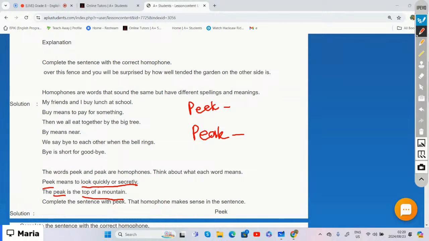All right. And if you look at both of those words, both the words peak, they are homophones. They sound the same, but the spelling and the meanings are different, because the one peak, P-E-E-K, is to look quickly or secretly, whereas the other peak is like the top of the mountain. All right.